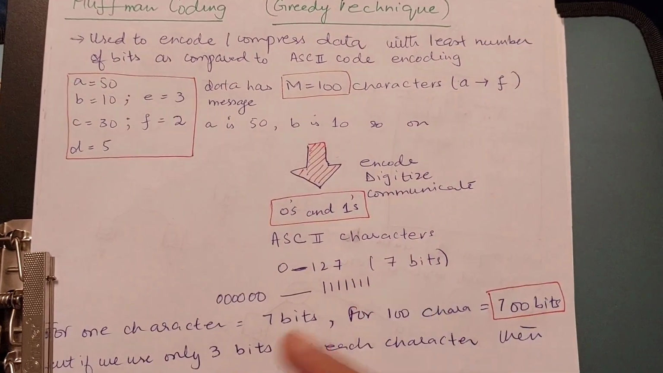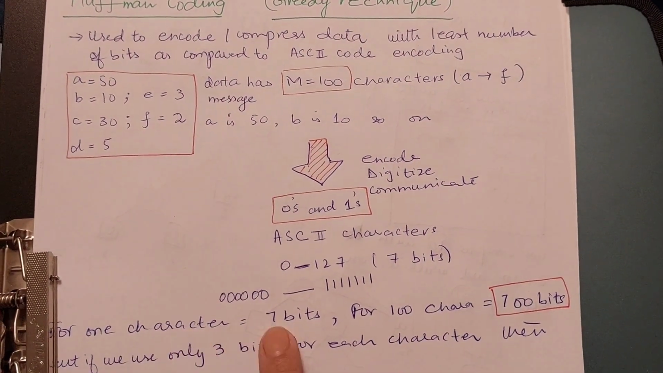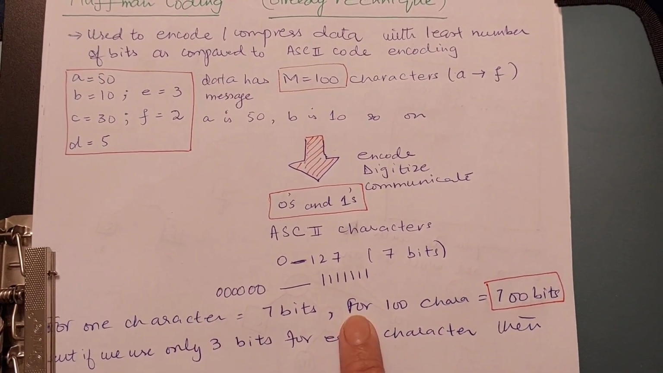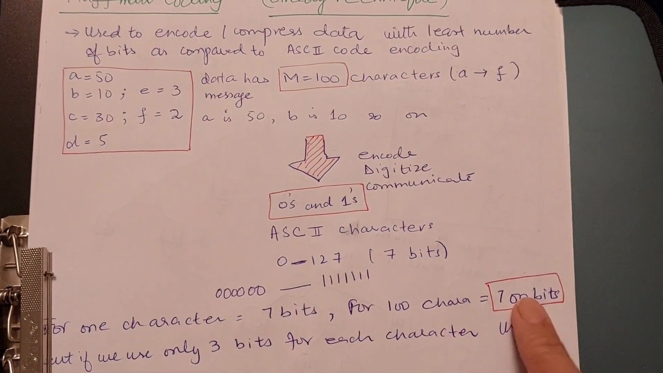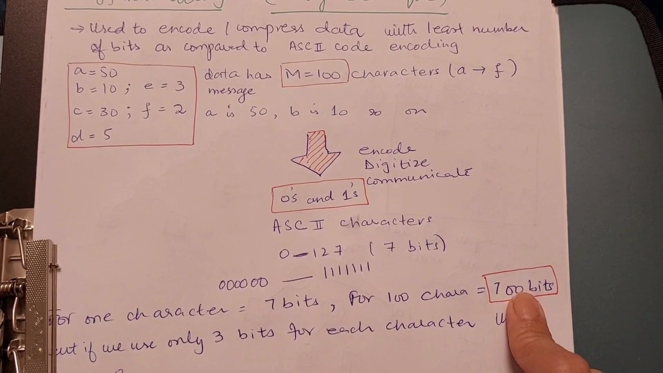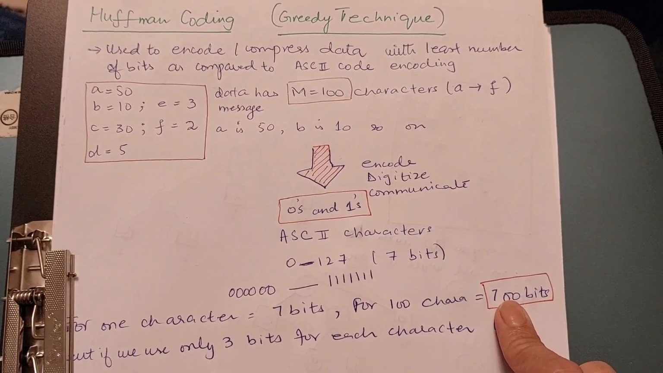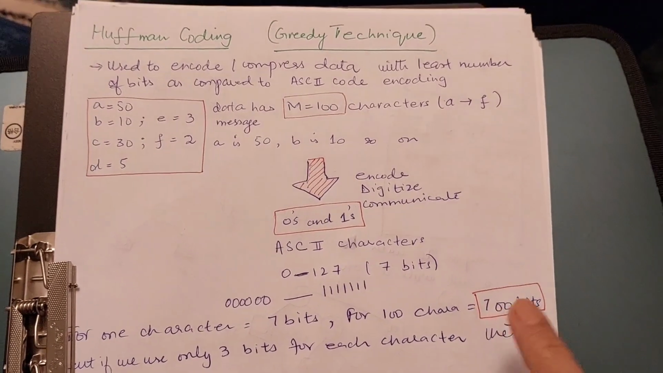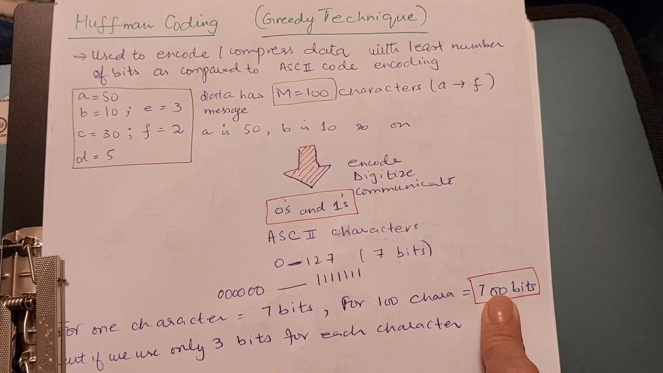So if we follow this ASCII character encoding, then for one character we need 7 bits, and for 100 characters, as is the case in our data, we will need 700 bits. That is so many bits, right? You can see that it is not easy to allocate space for or transmit 700 bits. Okay, let's think about something else.